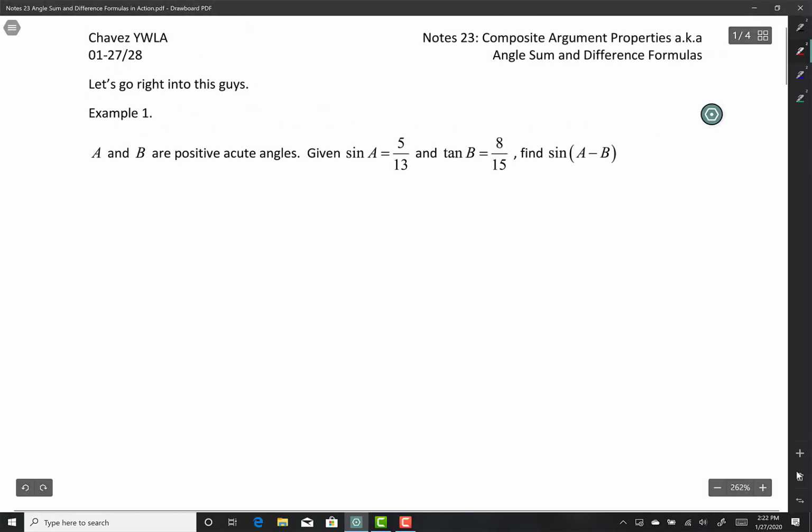You guys ready? All right, so they tell us that A and B are positive acute angles, and they tell us that sine A is 5/13 and tan B is 8/15. They want us to find sine of A minus B.